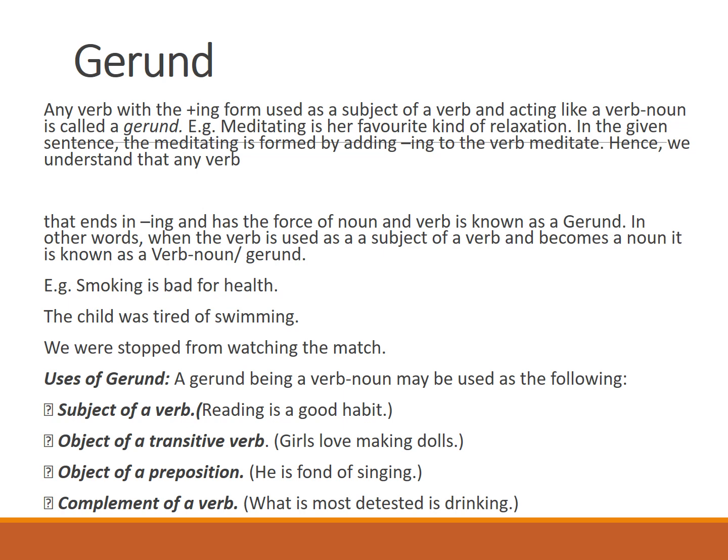Gerund. Any verb with the plus ing form used as a subject of a verb and acting like a verb noun is called a gerund. For example, meditating is her favorite kind of relaxation. Somebody trying to meditate himself, and so this is her favorite kind of relaxation. In the given sentence, meditating is formed by adding ing to the verb meditate.